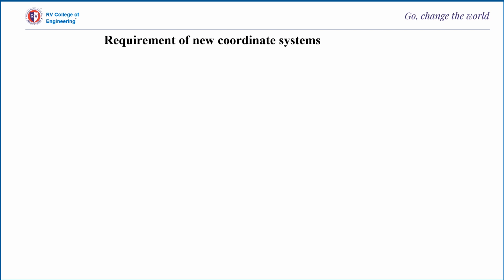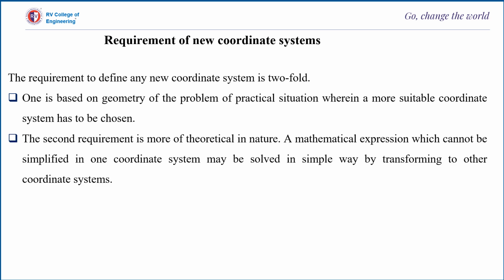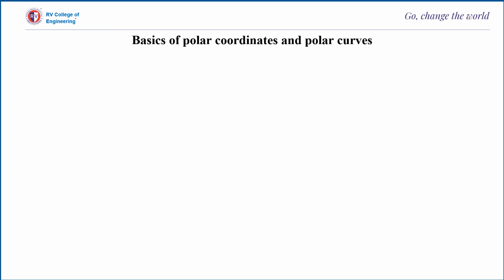Why the requirement of a new coordinate system? The requirement to define any new coordinate system is twofold. One is based on the geometry of the problem or practical situation, wherein a more suitable coordinate system has to be chosen. The second requirement is more theoretical in nature. A mathematical expression which cannot be simplified in one coordinate system may be solved in a simple way by transforming to other coordinate systems. Let us discuss the basics of polar coordinates and polar curves.